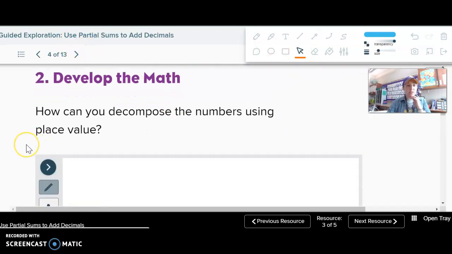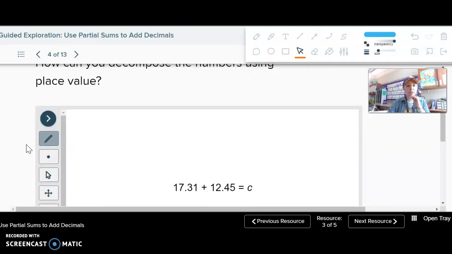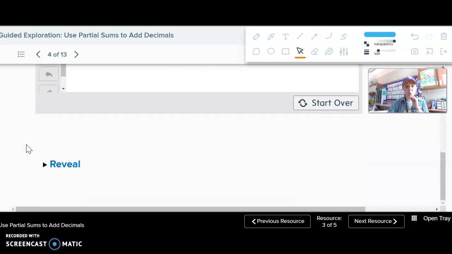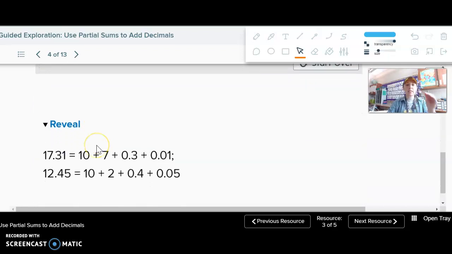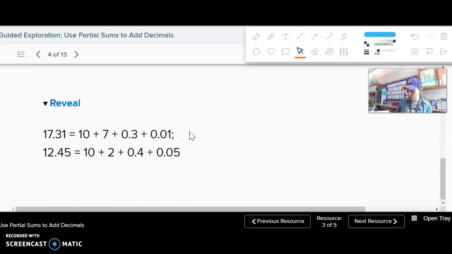The first one is to decompose using place value. In other words, we are writing them in expanded form. So that's your new notes. Write the numbers in expanded form. So each place, the 10, the 7, the 3/10, the 100th. And the next one, the 10, the 2 ones, the 4/10, and the 5/100ths. So you're writing them place by place in expanded form.